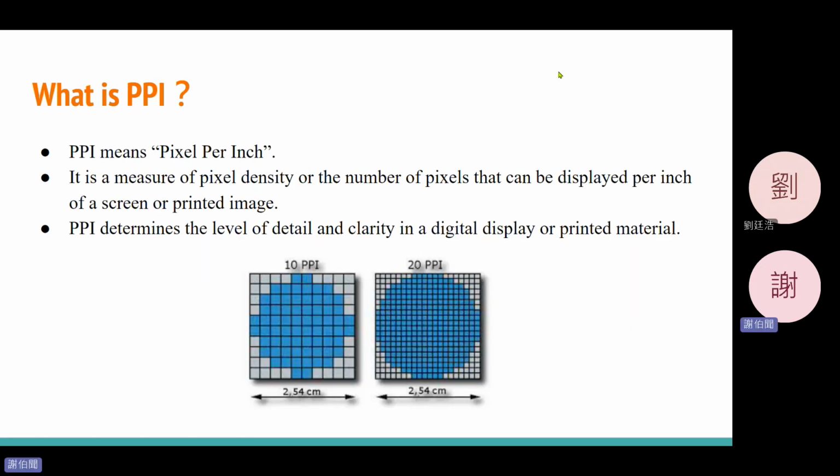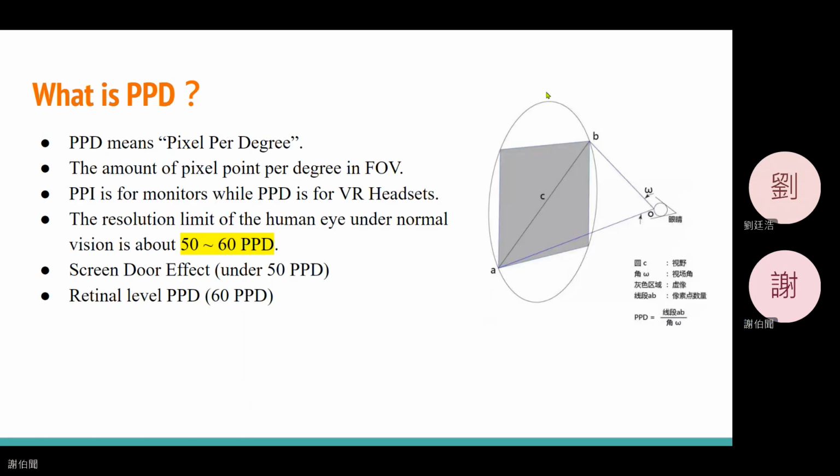So what is PPI? PPI means pixels per inch. And as the teacher has mentioned before in class, PPI determines the level of detail and clarity in a digital display or printed material. But now, what's PPD? Well, PPI is for monitors. PPD is for VR headsets. PPD means pixels per degree. It shows the amount of pixel points per degree in the FOV.